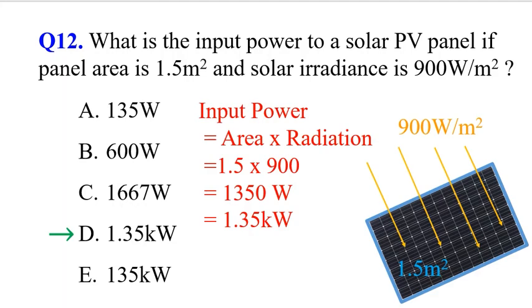What is the input power to a solar PV panel if the panel area is 1.5 square meters and the solar irradiance is 900 watts per meter squared? To calculate the input power, you have to multiply the area by the radiation. So 1.5 times 900, you will end up with 1350 watts, in other words 1.35 kilowatts. The answer is D.